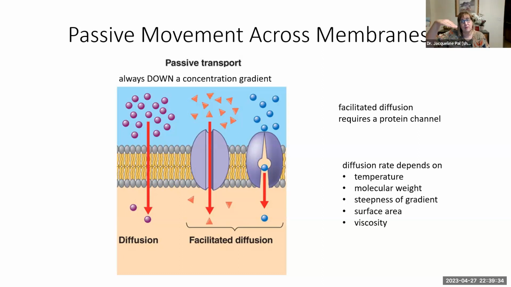It's going down, but is it going down a little slope or is it going down a steep slope? How much surface area is there for things to cross? And lastly, but not least, the viscosity. It's harder for molecules to move their way through a thick extracellular matrix than a watery, thin extracellular matrix.